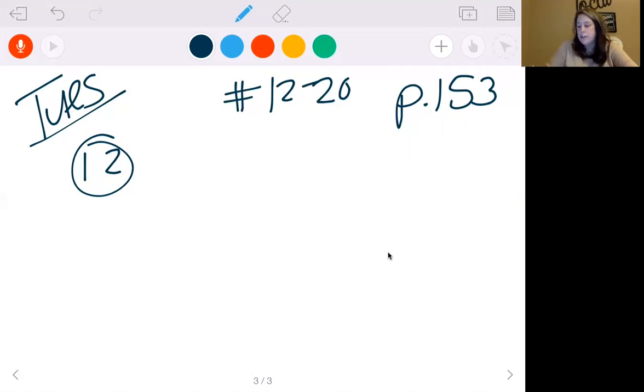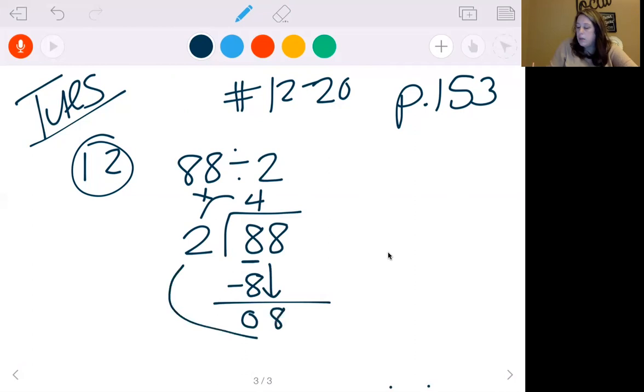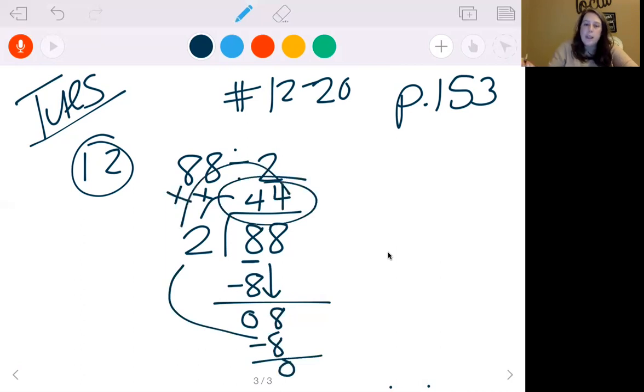So we're going to look at the first number, this 8, right here. 2 goes into 8 4 times. 4 times 2 is 8. We subtract that, we get 0. We bring down our 8. 2 goes into 8 4 times. 4 times 2 is 8. Subtract it, we get 0. Our answer is 44. Okay.